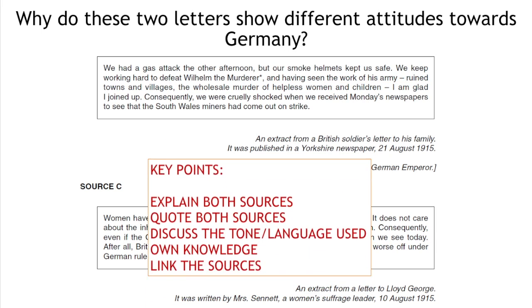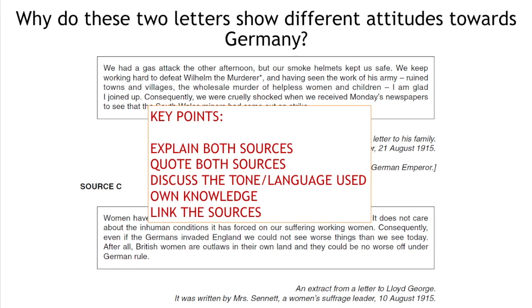So what do we need to do? That's a reminder: explain both sources, which we've just done. Quote both sources. Always quote the source. You must quote the source because it's worth marks if you do. Discuss the tone and language used. Include your own knowledge. And if you can, link the two sources. And you're golden and you've got everything you need.